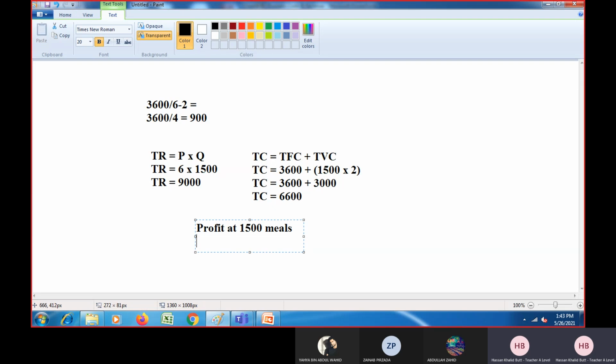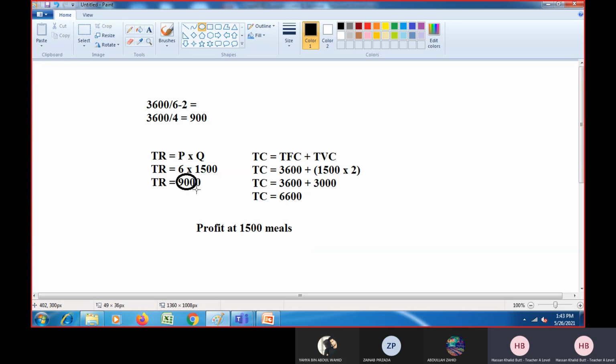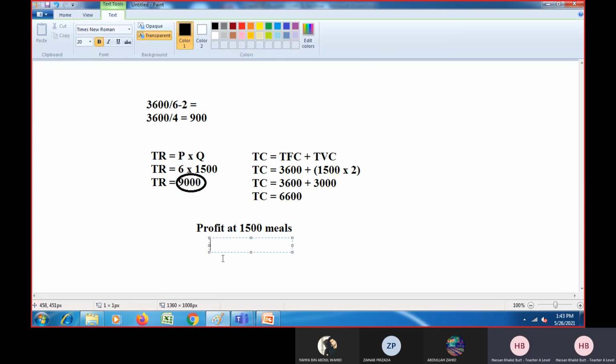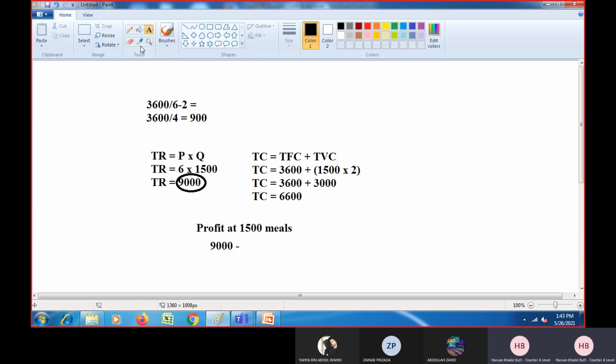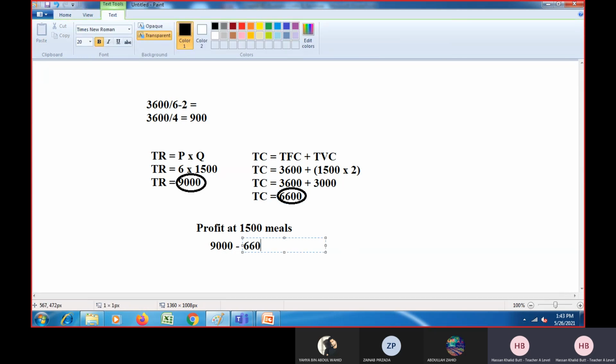Now see quickly. What is the formula of calculating profit? Total revenue minus total cost. So what is the total revenue? Total revenue is, we just calculated it. You can see that this is 9,000, right? So we'll take it there. So we'll write 9,000, and what is the total cost? Again, we calculated that, that is 6,600. So we'll take it there, 6,600.